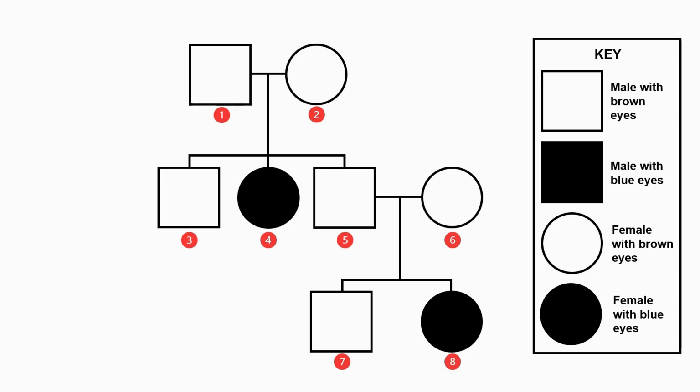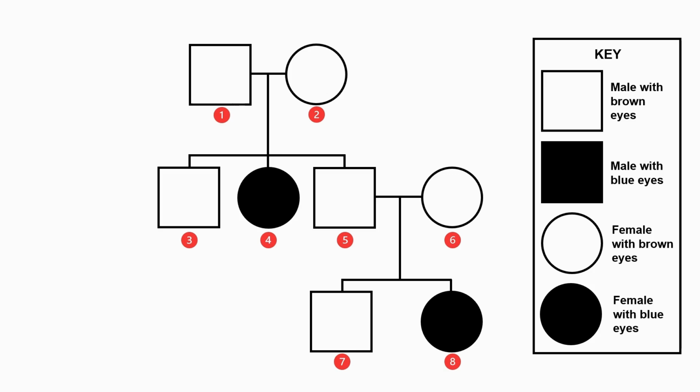We number or name the individuals in a pedigree diagram to make it easier to reference them later. And most pedigree diagrams will also have a key that indicates what each symbol means. Males are indicated using squares and females using circles. In this pedigree diagram, unshaded squares and circles indicate brown eyes, and shaded squares and circles indicate blue eyes.